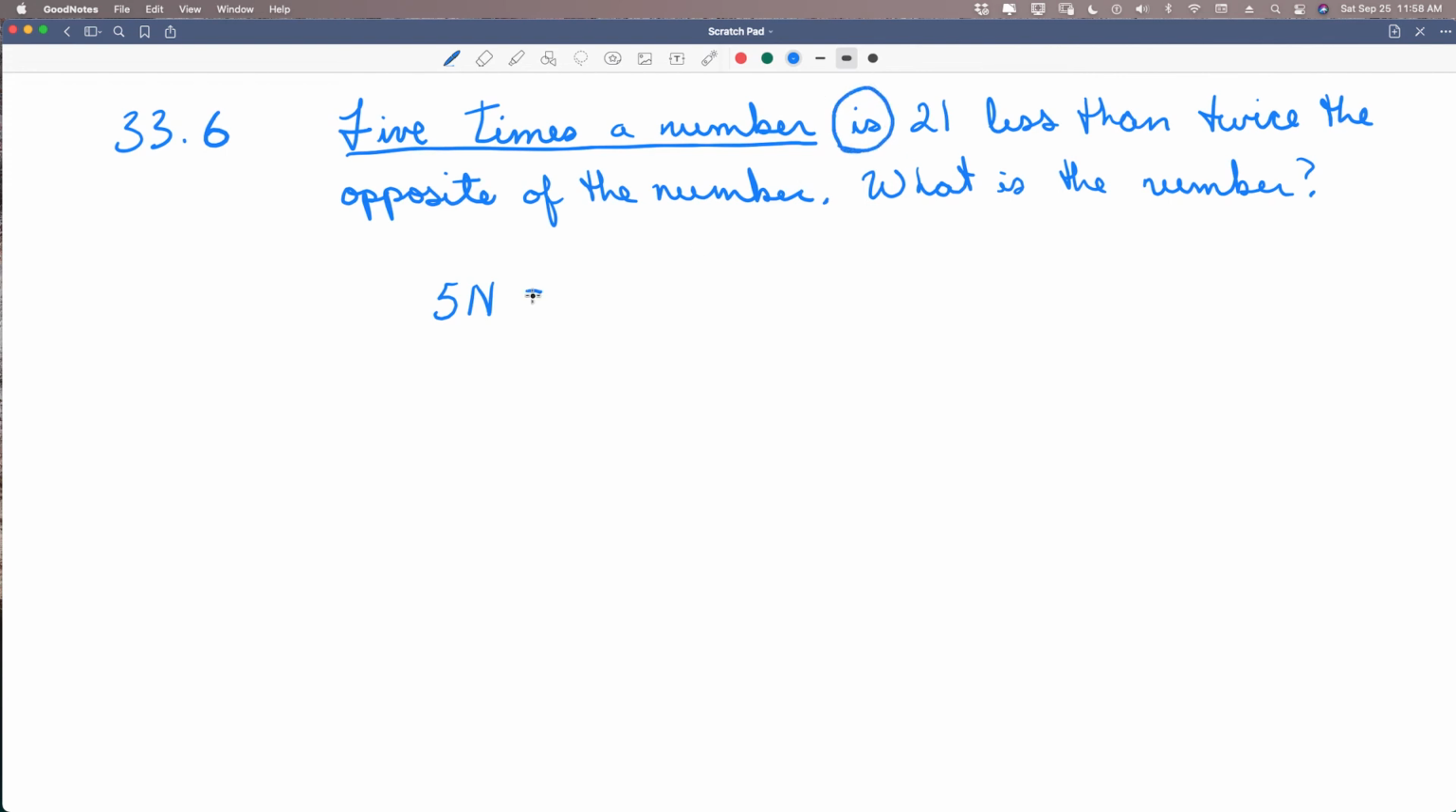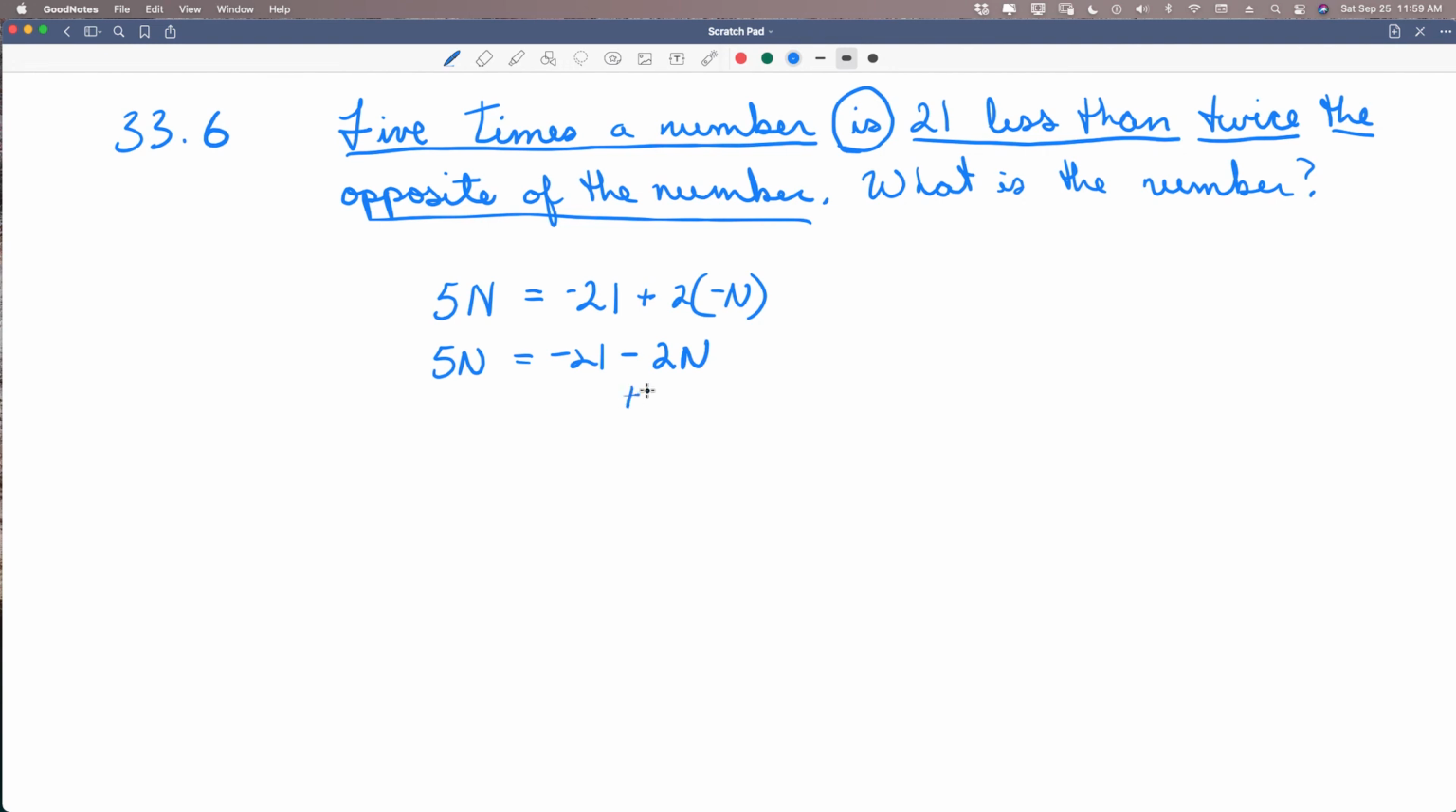5 times a number is, equals 21 less than, so minus 21, twice, so we're going to have something else here. Plus is just and, it's less than, twice, and the opposite of a number is always negative n, so twice negative n, right? So it's 21 less than twice negative n. So now we just need to distribute. 5n is equal to negative 21, and this is going to be 2 times negative n, so it's going to be minus 2n.